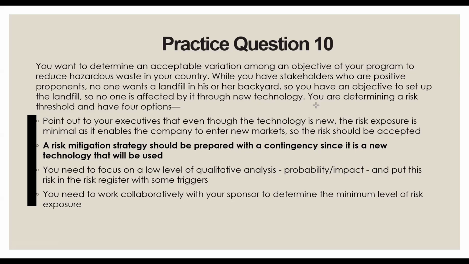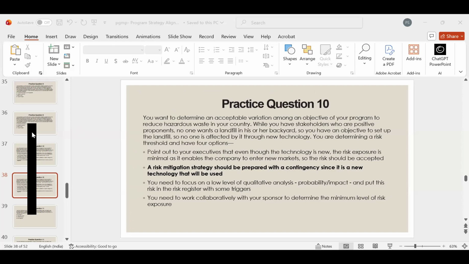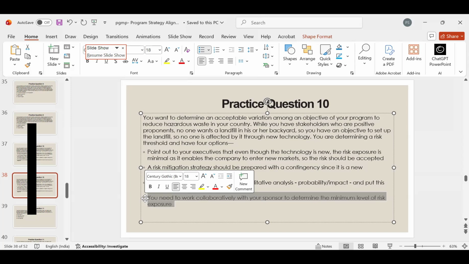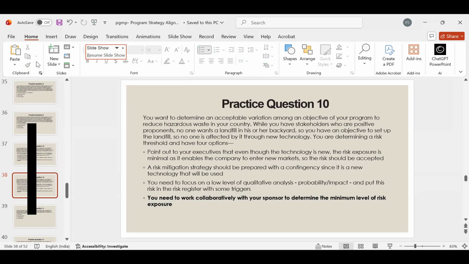You are determining a risk threshold and have 4 options. So this is risk. I need to determine the risk threshold, right? Yes, you are at that level, right? So I think I should rather correct it upfront, because otherwise it will remain like this. Sorry, my mistake. I was modifying and I made a mistake. So it's obviously D, right? D, 100% D. Is that okay? Okay.